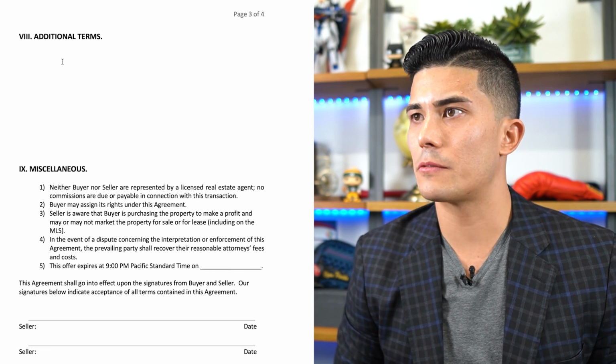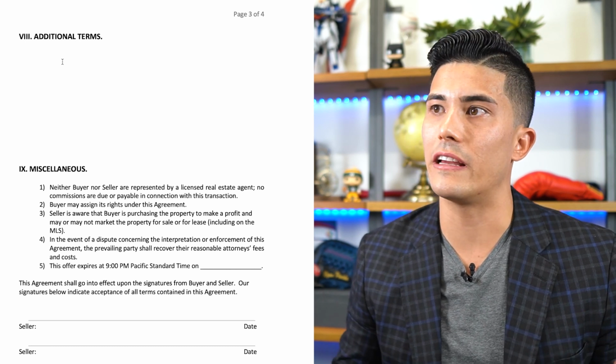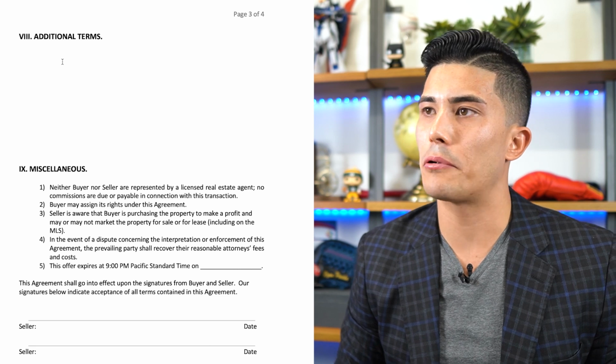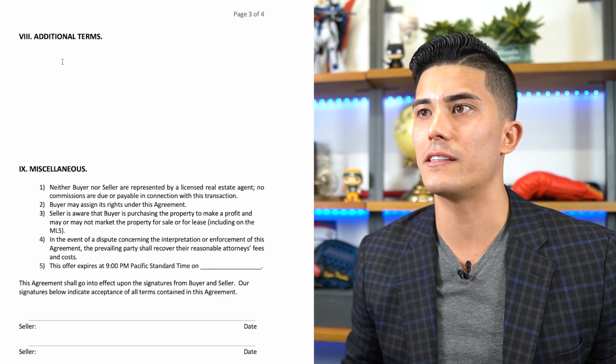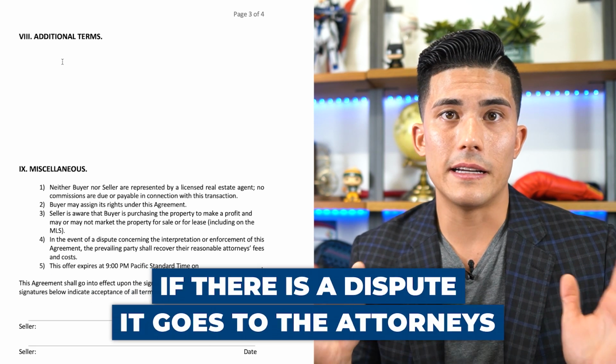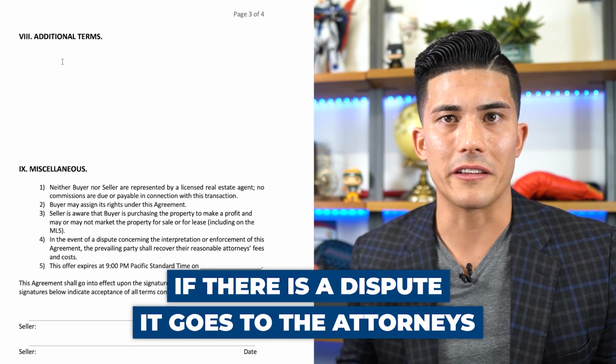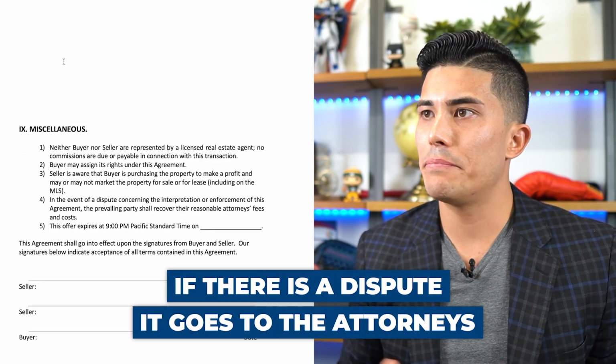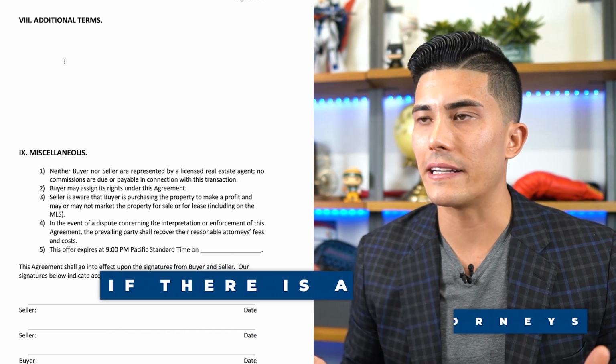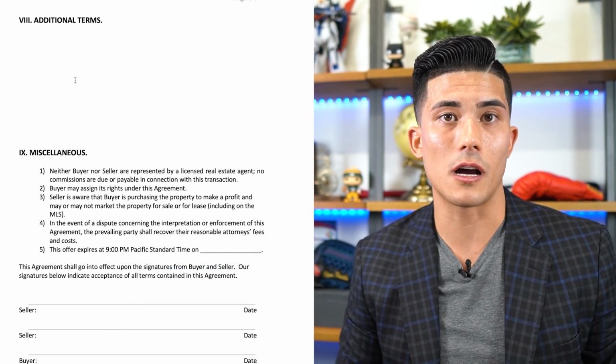4, in the event of a dispute concerning the interpretation or the enforcement of this agreement, the prevailing party shall recover reasonable attorney's fees and costs. So if there's a dispute, it's going to the attorneys. That's nothing new. 5, this offer expires at 9 p.m. Pacific Standard Time on blank. So this would just be the date that you put this offer expires.